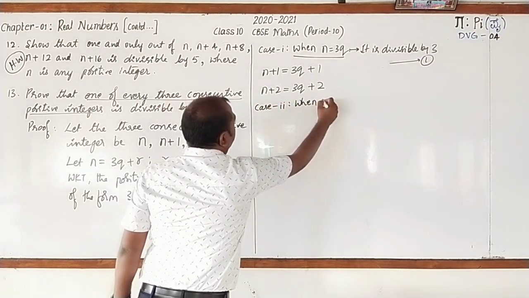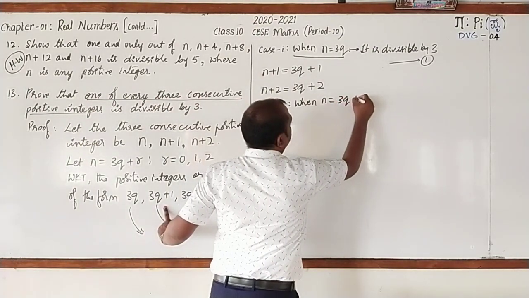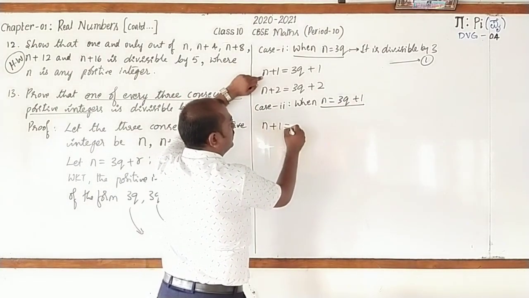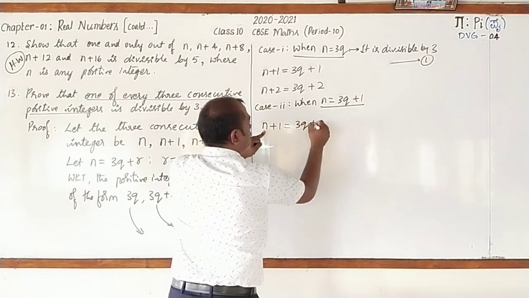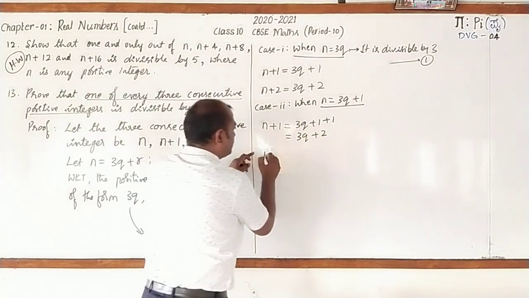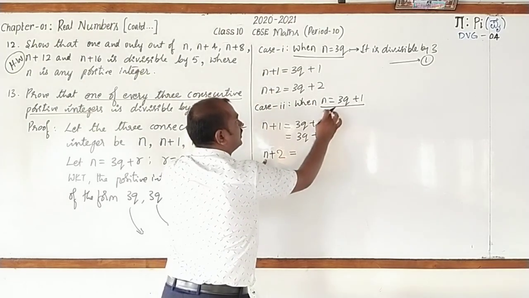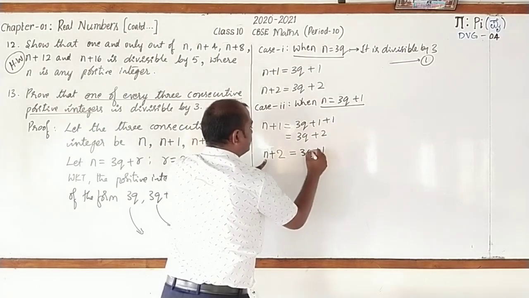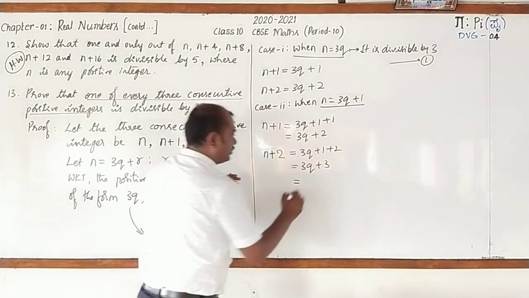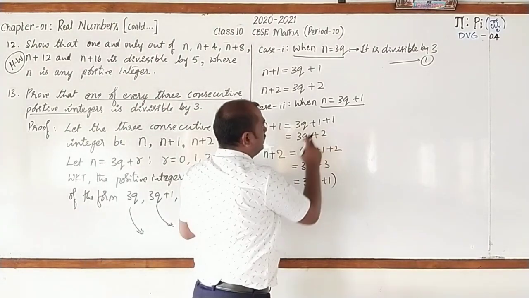Here I take when n equal to 3q plus 1. Then observe it. I take second number n plus 1. What is n? It is 3q plus 1 plus 1. It is 3q plus 2. The third number, n plus 2, is equal to, where n we have taken 3q plus 1, 3q plus 1 plus 2. It is equal to 3q plus 3. Here you can take out 3 as common factor, 3 into q plus 1. Clear? Now you just observe.